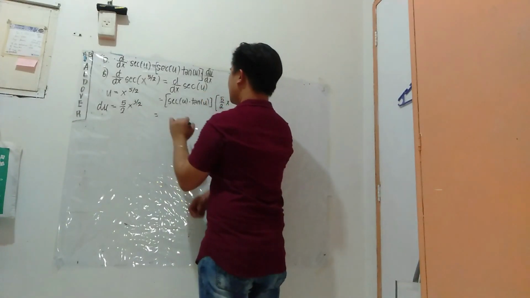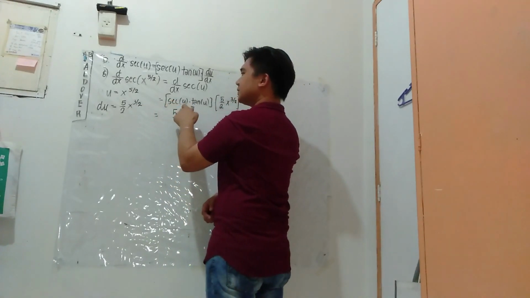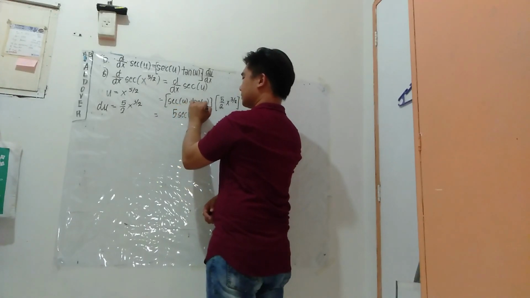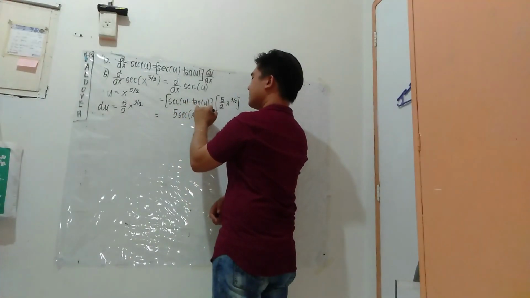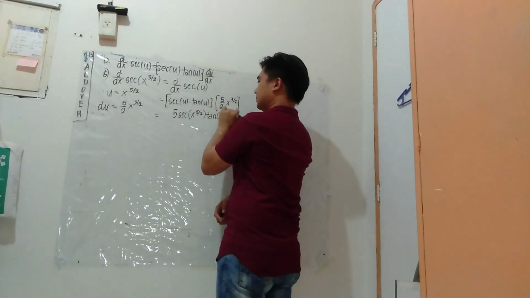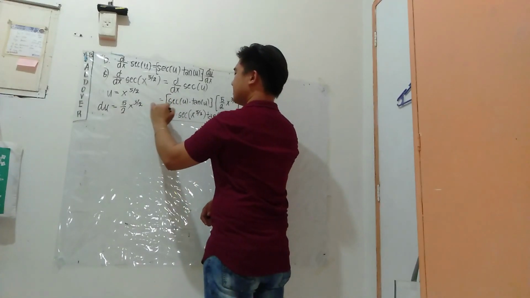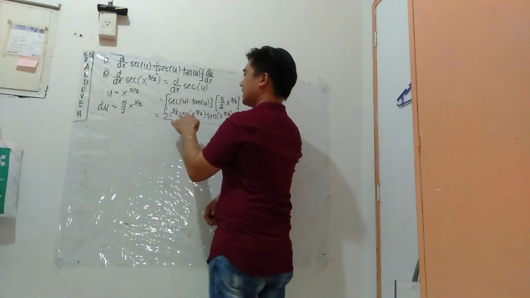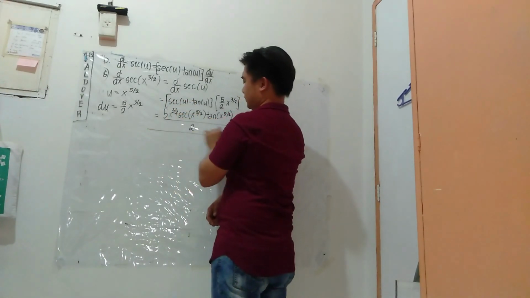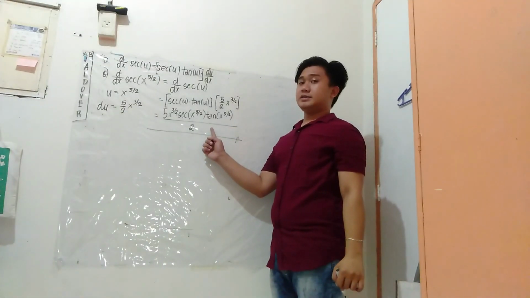Okay, so our answer will be 5 secant. What is u? X raised to 5 halves. So that is 5 x raised to 3 halves times sec u tan u all over 2. So that is our final answer.